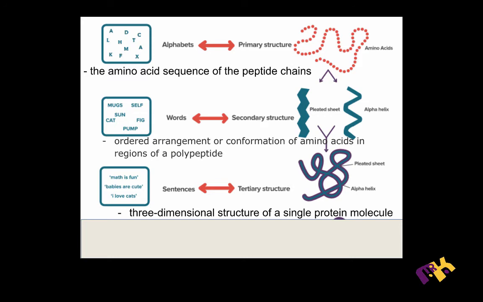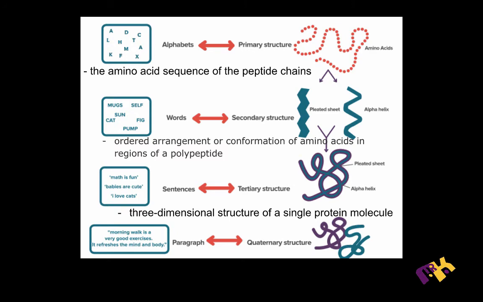Right? All proteins do this. All of them have primary, secondary, and tertiary structure. Some of them require more than one protein to be combined to actually do their job. And that would be the quaternary or fourth structure. Right? It's like if we take several sentences and we get them together to make a paragraph. And that paragraph has meaning and a purpose.